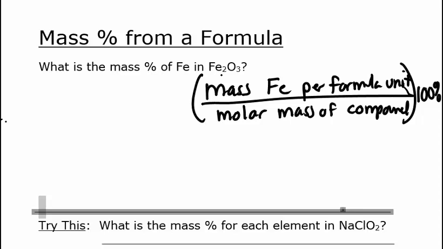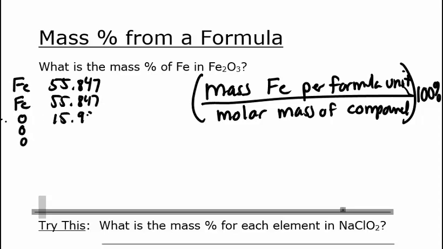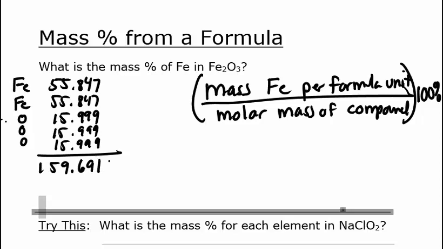Now, the molar mass of the compound, Fe2O3, is going to be the sum of the molar masses of the individual atoms. So for Fe2O3, where we have 2 irons, each of those has a molar mass of 55.847 grams per mole. And then we have 3 oxygens, which each have a molar mass of 15.999. So we add all those up, and we get 159.691, and again the units are grams per mole. Alright, so now we're set up to do the calculation.